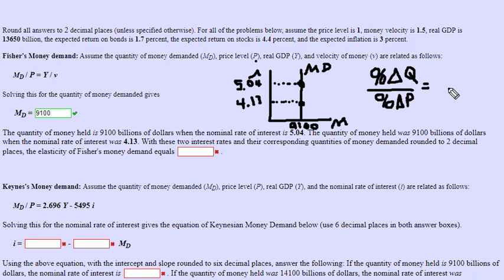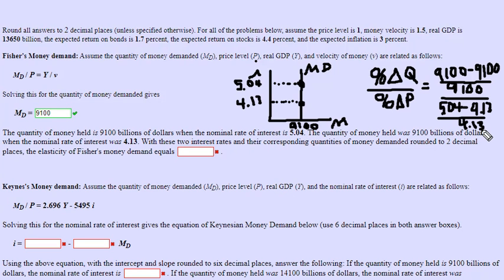Right? So the percent change in quantity is 9,100 minus 9,100, divided by what it was, 9,100. The percent change in the price is, it was 4.13, it is 5.04. So 5.04 minus 4.13 divided by what it was, 4.13.